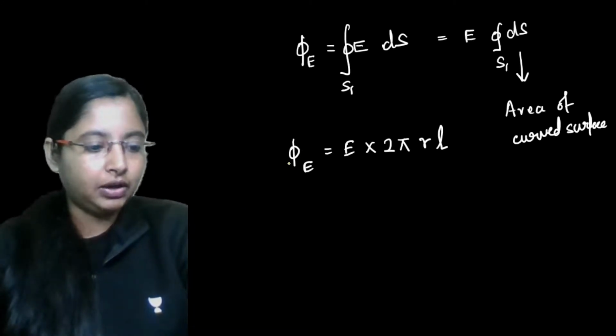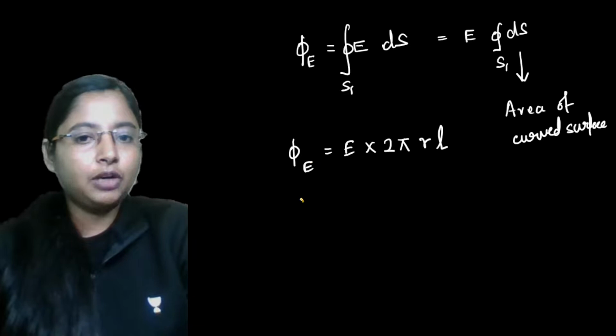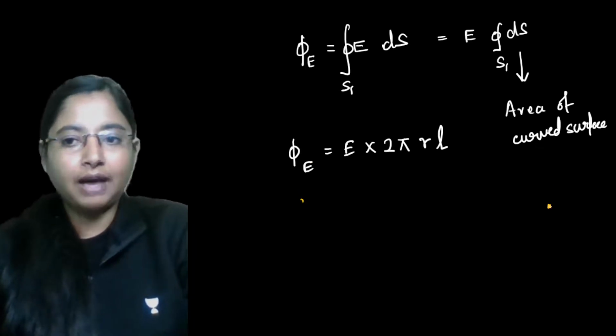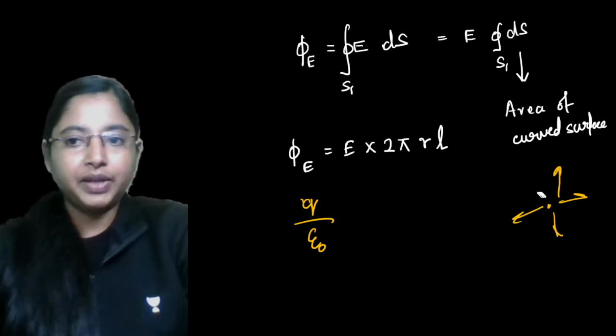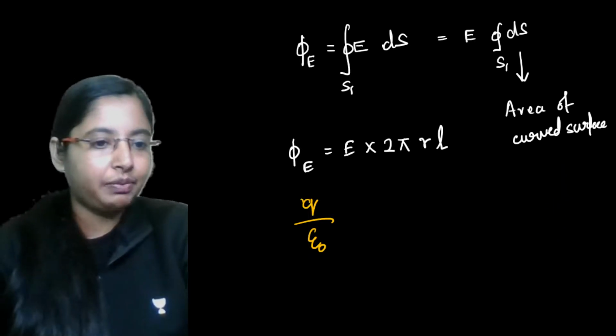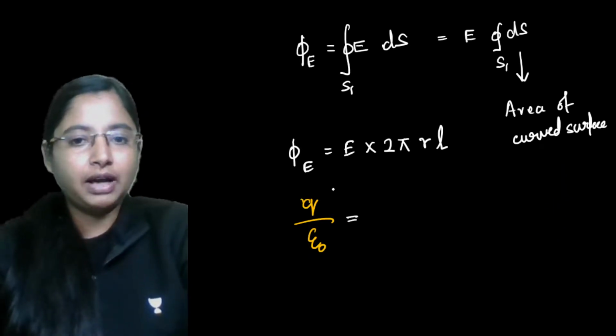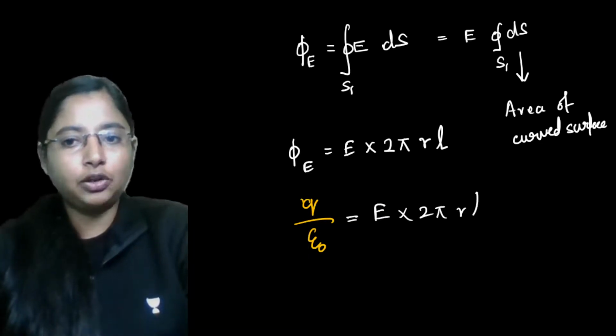Now according to Gauss's law, the charge enclosed by a Gaussian surface is related to the flux through that surface, which is given by Q by epsilon naught. This is from Gauss's law. The flux through the surface is given by Q by epsilon naught. So here we have Q by epsilon naught equal to E into 2 pi R into L.